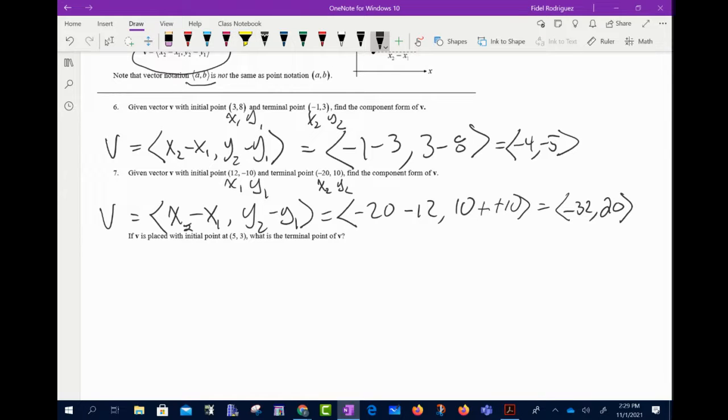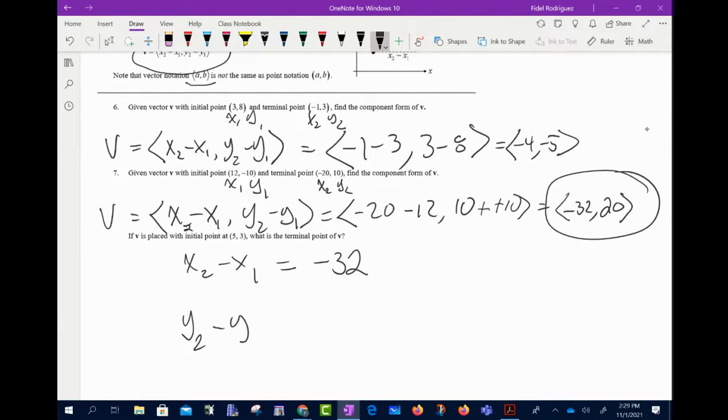So there's a second part to question 7, y'all, and it says if V is placed with an initial point of 5, 3, what's the terminal point of V? Okay, so we're talking about this vector right here. So remember how we came up with this part here? We said that x2 minus x1 was equal to negative 32, and we said y2 minus y1 is equal to the number positive 20. And all I'm really doing here, y'all, is I'm just setting this part equal to the first number and this part equal to my second number.